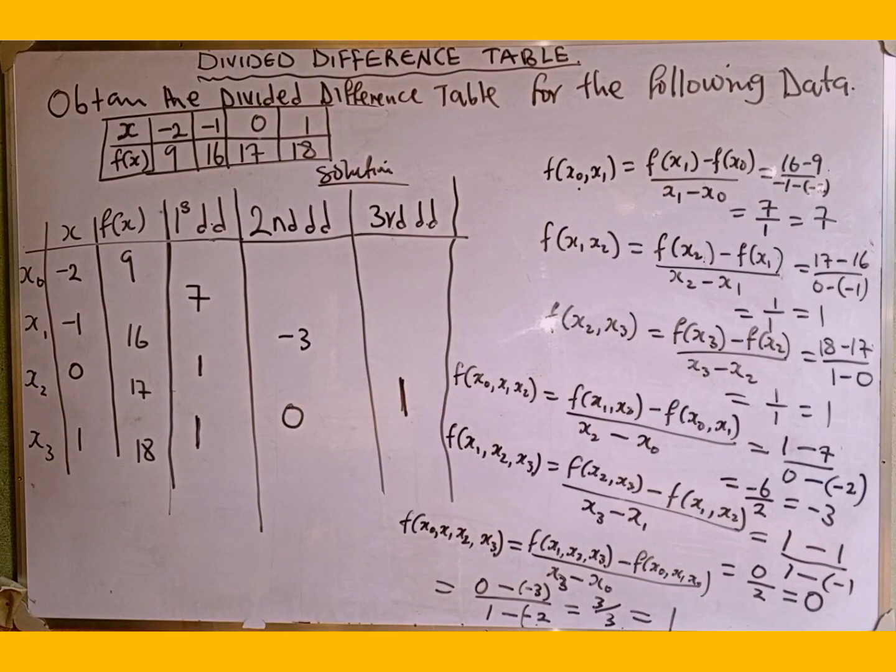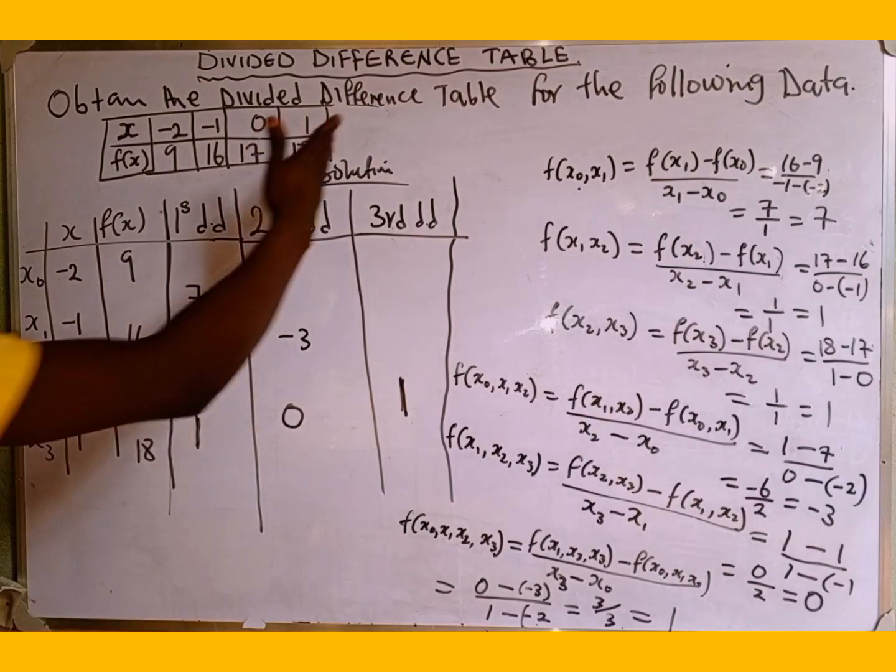So this is how to construct the divided difference table when the data is given.